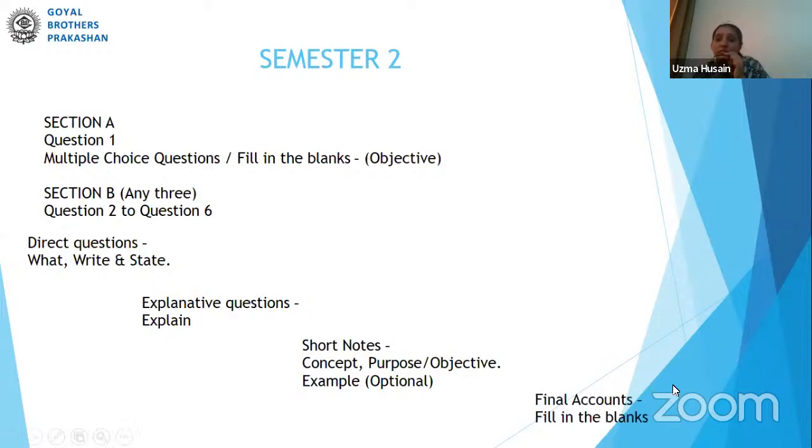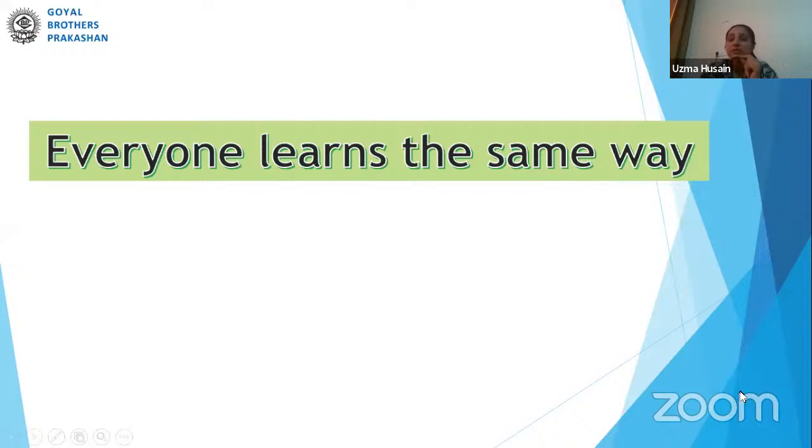Further on, final accounts. In the final accounts, here we are only filling in the blanks which we saw in the previous slide.